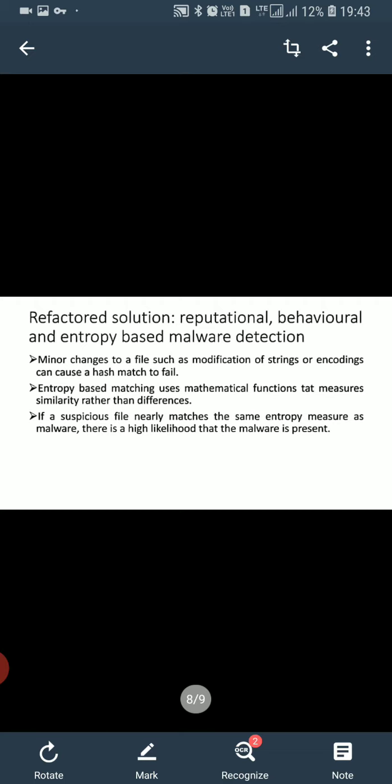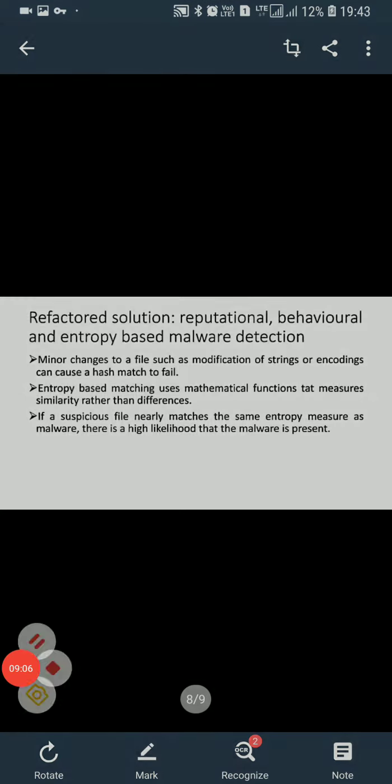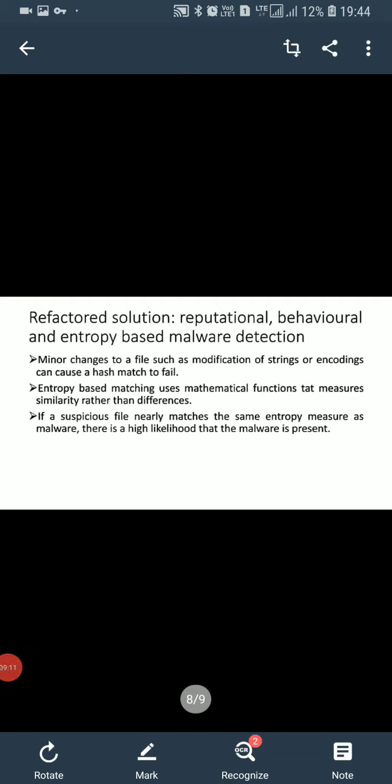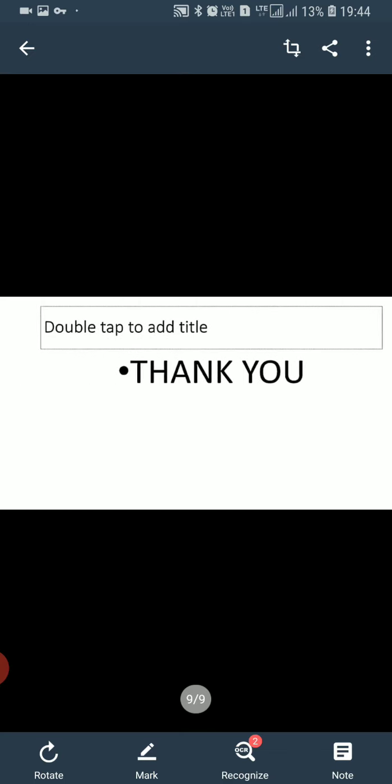Entropy-based matching uses mathematical functions that measure similarities rather than differences. If a suspicious file nearly matches the same entropy measures as a malware, there is a high likelihood that malware is present.